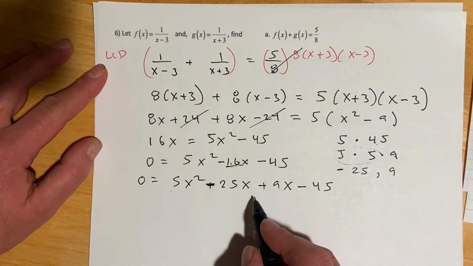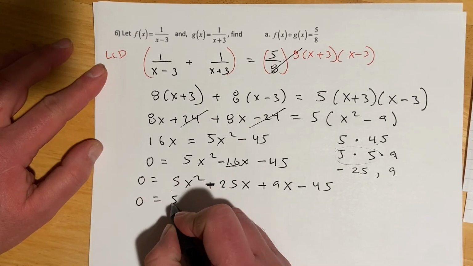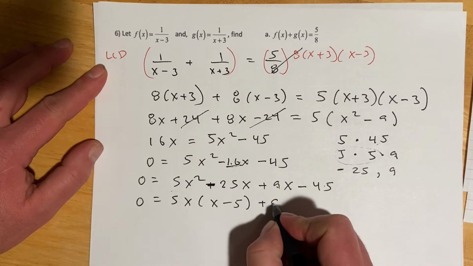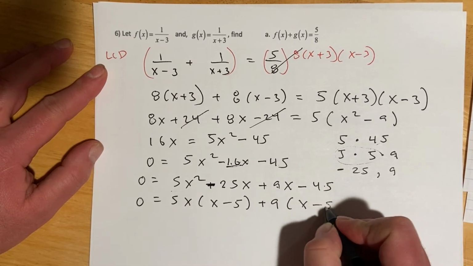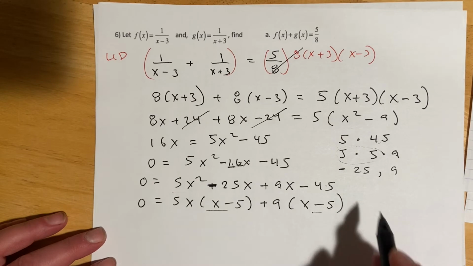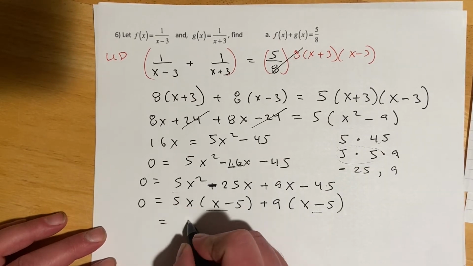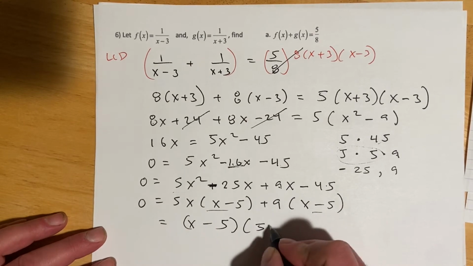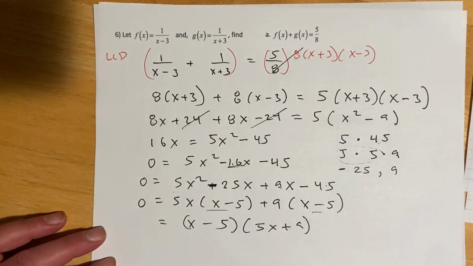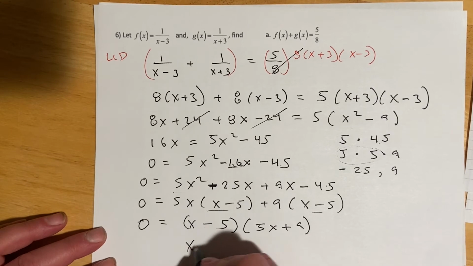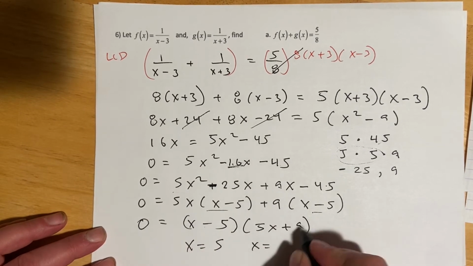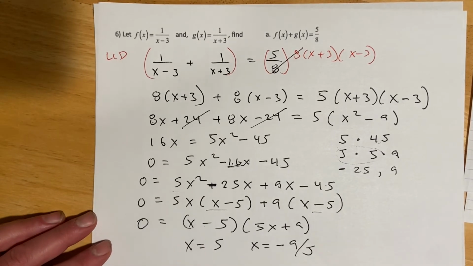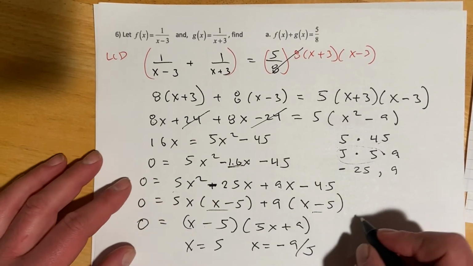So from those two I have a common 5x. So we'll do 5x, x minus 5. From these two I have a common 9. So x minus 5. And then this x minus 5 out front, and then 5x plus 9. So for this one we got x equals 5. This side we got x equals negative 9/5. You can also do this by the magic method if you prefer that.